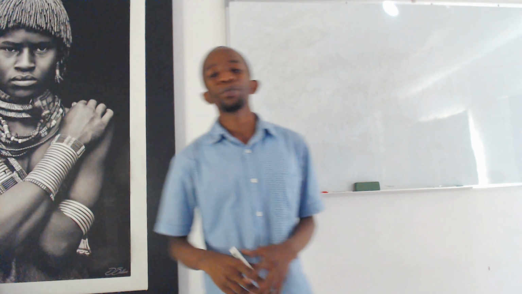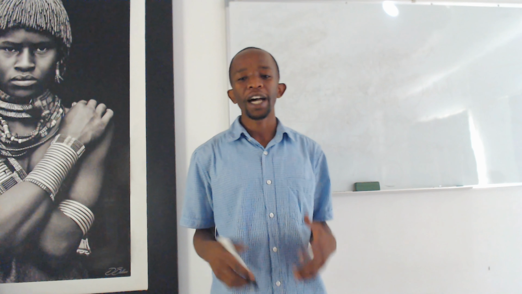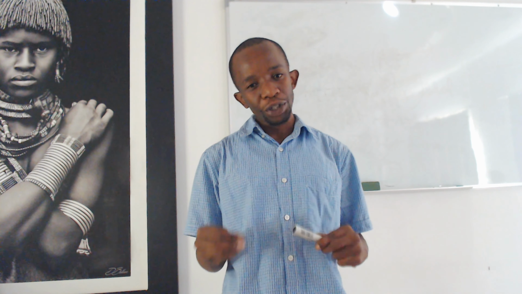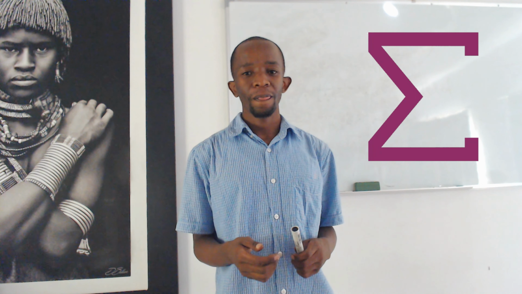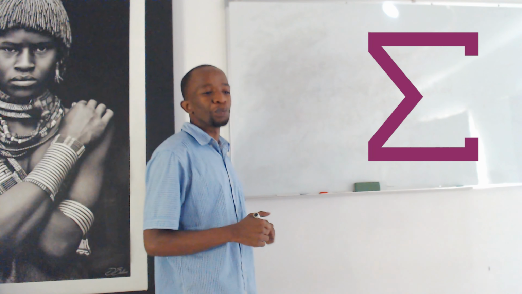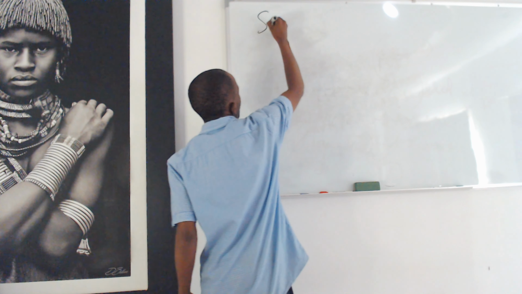And so that is why in mathematics mostly you find the use of shorthand notation. And what is the shorthand notation for addition? It is called the Sigma notation or the summation symbol. And so that's what we're going to be looking at today, summation.